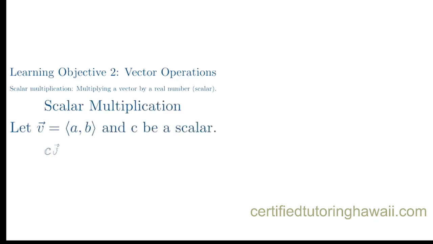Now we'll move on to our second learning objective, performing operations with vectors. Let's start with scalar multiplication. Scalar multiplication is when you multiply a vector by a real number, or scalar. The result is a new vector. The components of the new vector are found by multiplying the scalar by each component of the original vector. The scalar c distributes to both a and b.